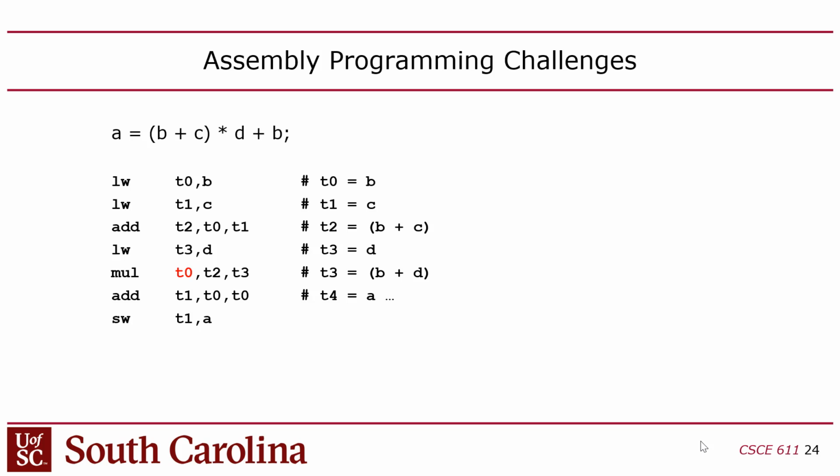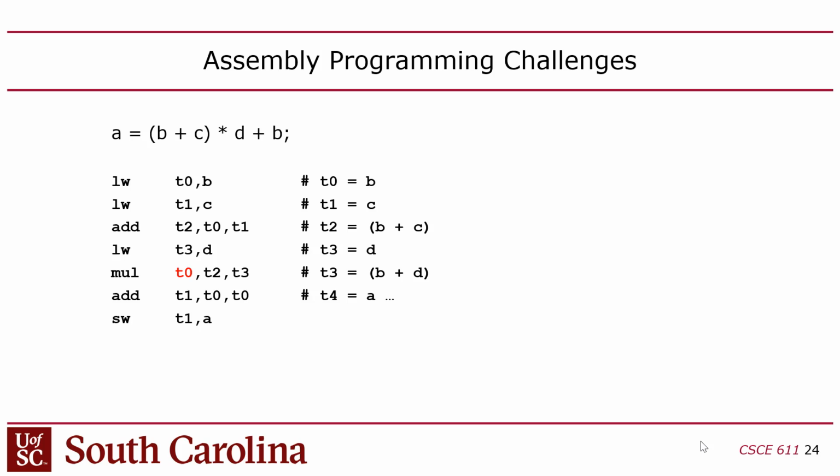Here's another example where I have just a mathematical expression being assigned to a variable. In this case, I have this temporary variable T0, which holds the product of B plus C and D, right? Because let's see, B plus C. So B and C are in T0 and T1. They're added here. The result is put into T2.